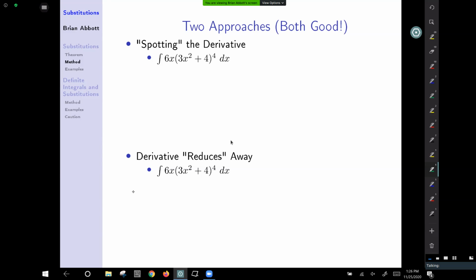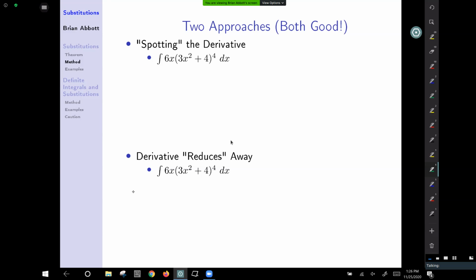And again, they're both good. The first one I'm going to call just spotting the derivative, and it's just like our prior example from the introduction. The second way of doing it is where the derivative, quote, reduces away, and we'll look at that in a second. But spotting the derivative, you just recognize the derivative, and then you substitute for the entire differential expression. So what do I mean by this?